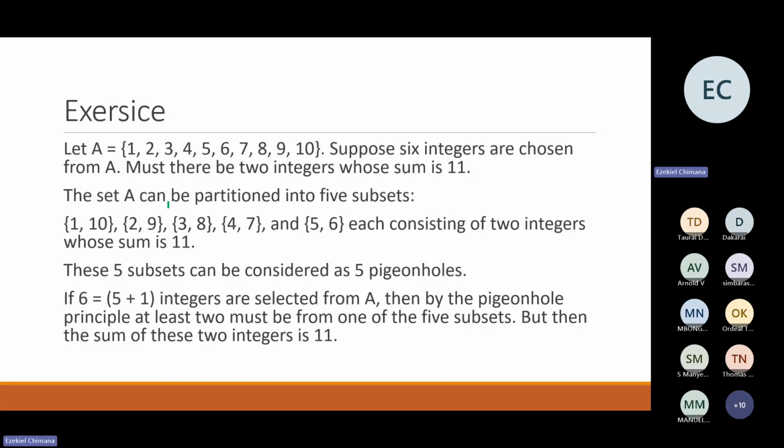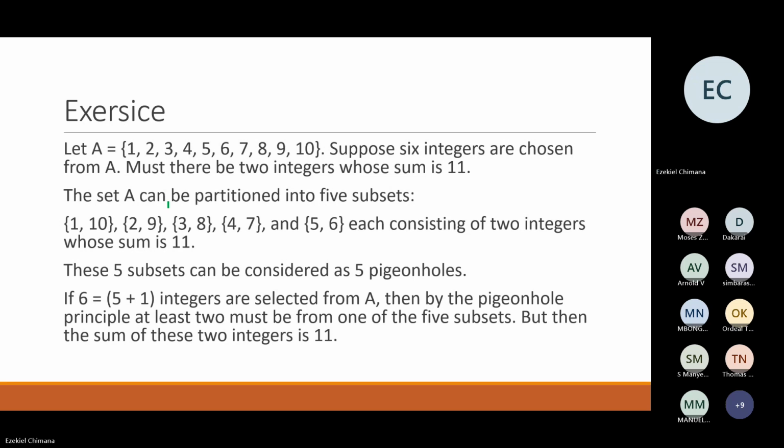So the set can be partitioned into 5 subsets. In other words, you need to partition them into subsets so that you can show us that if you take these two numbers, you are going to have at least this option where you have the sum which will be giving us 11. So suppose 6 integers are chosen from A, there must be what? 2 integers whose sum is 11.